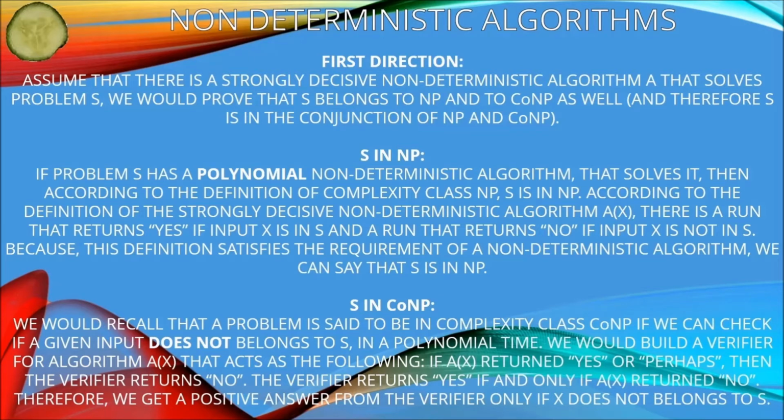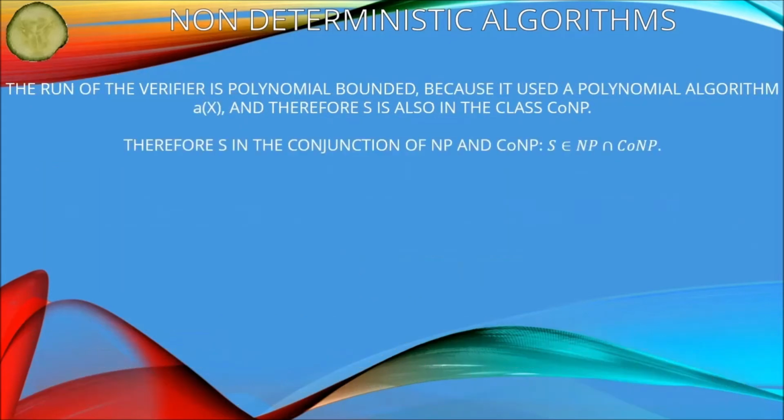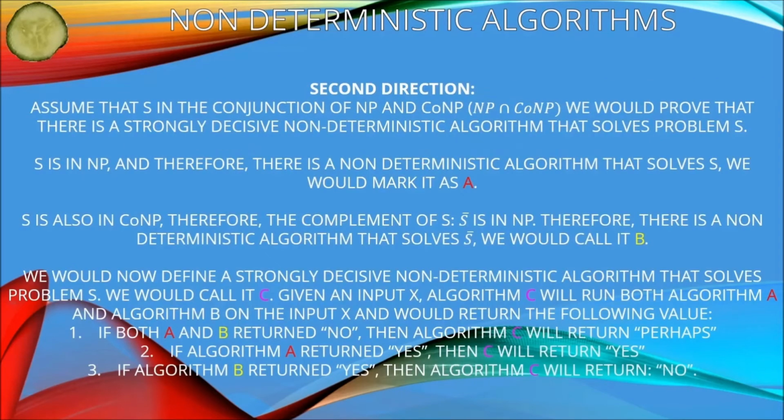We would recall that a problem is said to be in the complexity class CoNP if we can check that a given input does not belong to S in polynomial time. We would build a verifier for algorithm A on input X that acts as follows. If A returned yes or perhaps, then the verifier returns no. The verifier returns yes if and only if A returned no. Therefore, we get a positive answer only if X does not belong to S. The run of the verifier is polynomial bounded because it used a polynomial algorithm A, and therefore S is also in the class CoNP. Therefore, S is in the intersection of NP and CoNP.